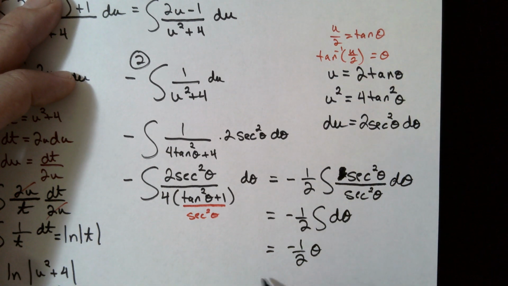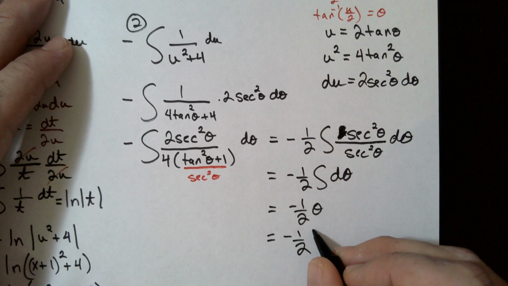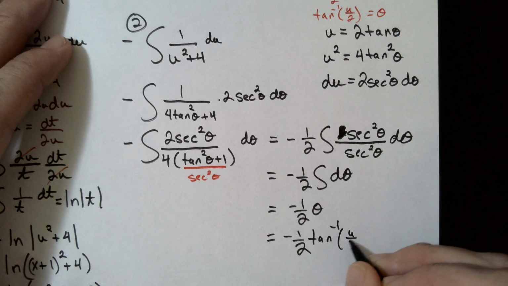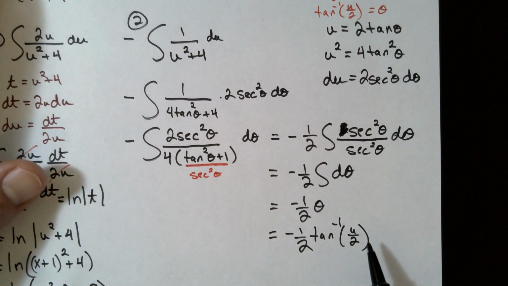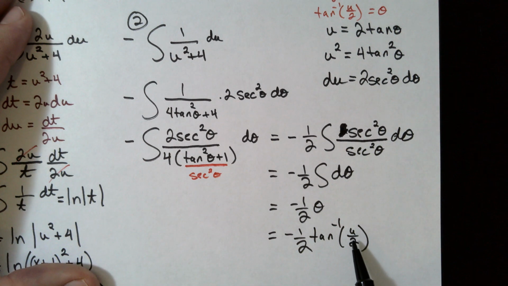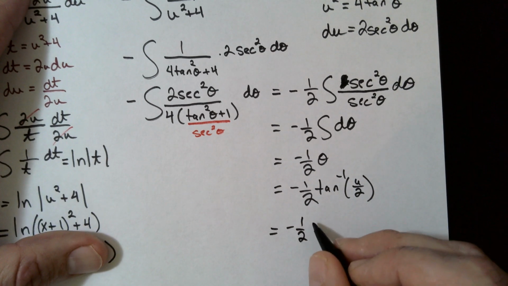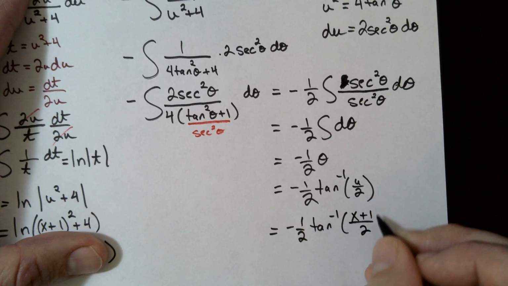Okay, so this is going to be equal to negative 1/2 tangent inverse of u over 2. Okay, and we'll put the plus c at the end. I still need to do one more substitution because I started with x. So what was u? If we go back to the beginning of the problem, u was x plus 1. So this is equal to negative 1/2 tangent inverse of x plus 1 over 2.